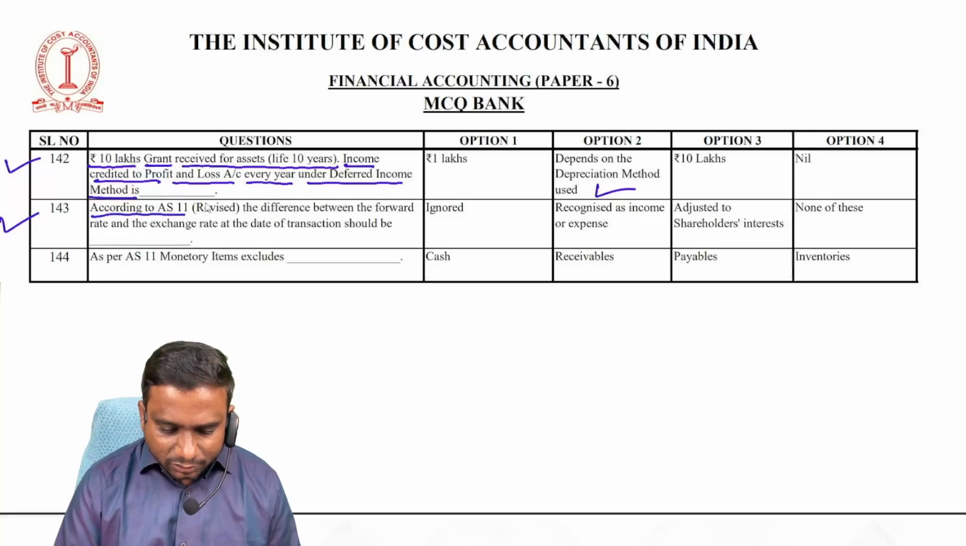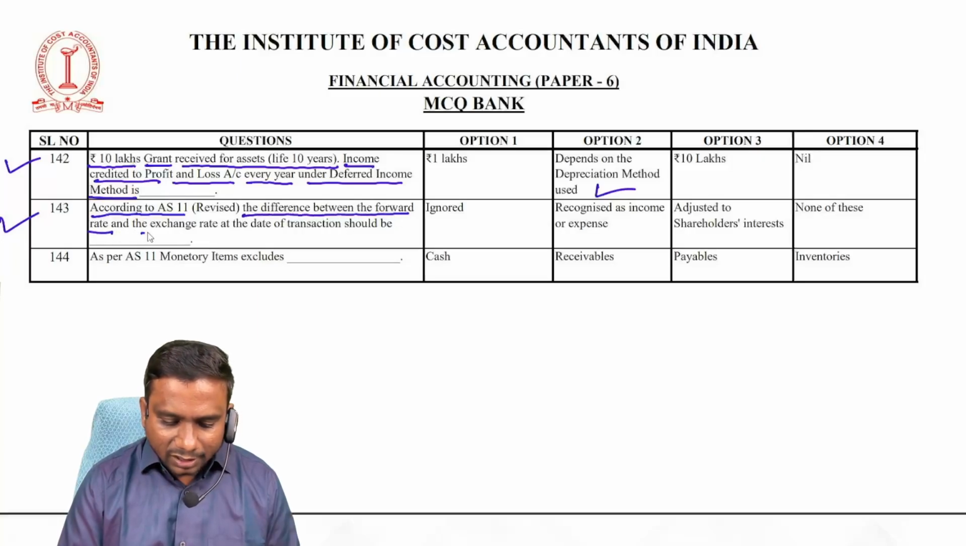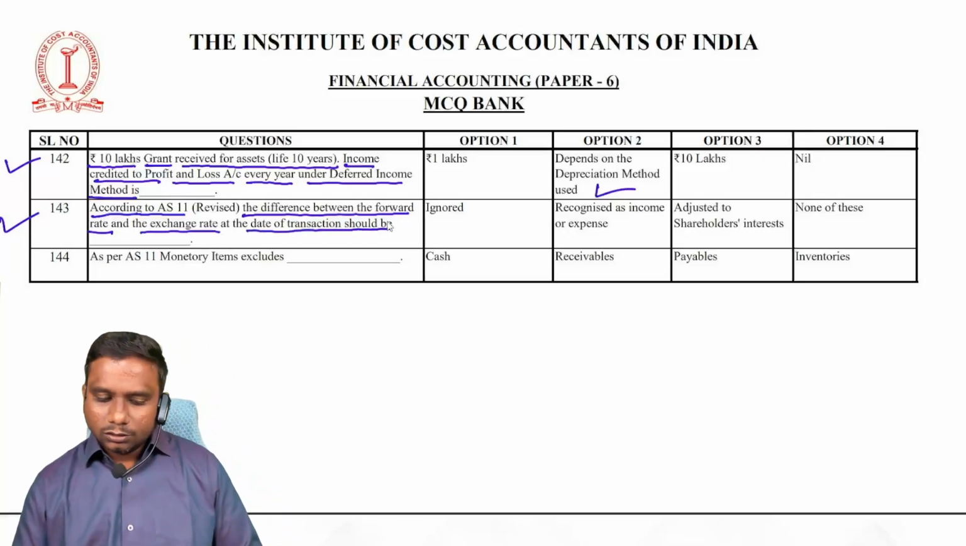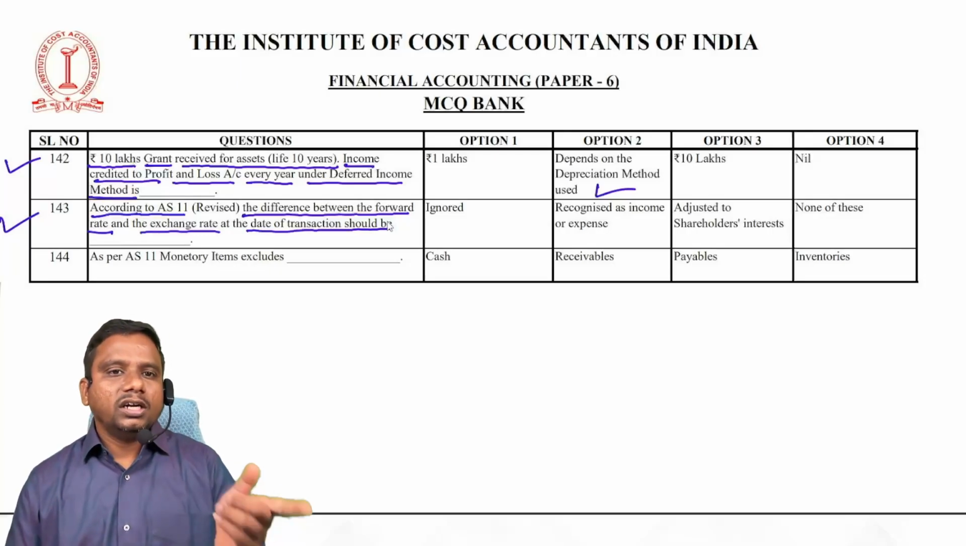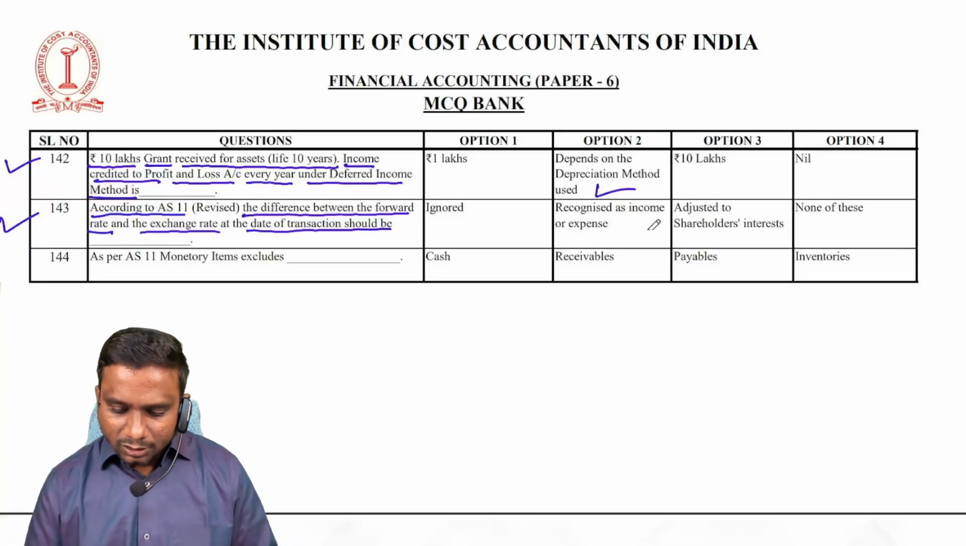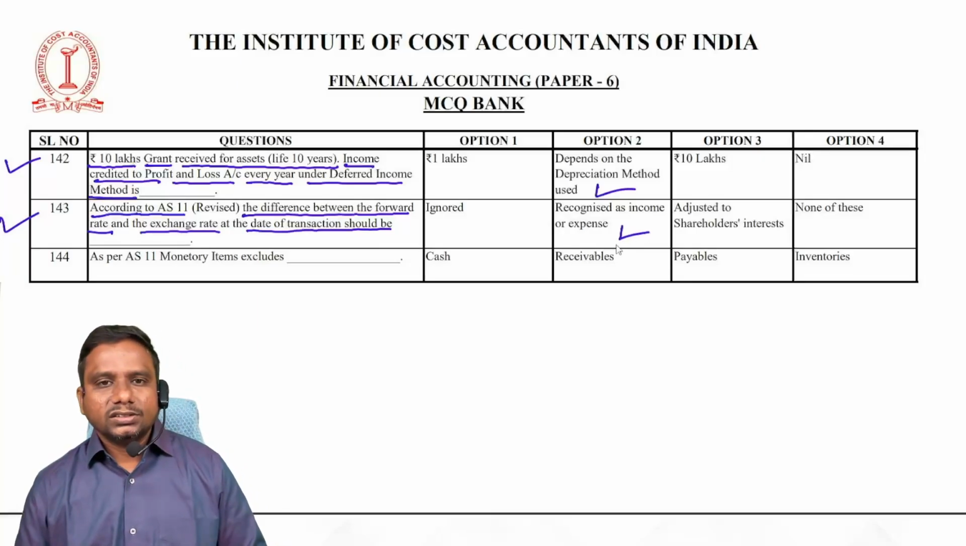Next, 143. According to AS 11 revised, the difference between the forward rate and the exchange rate at the date of transaction should be ignored? No, the difference between forward rate and exchange rate is recognized as income or expense.